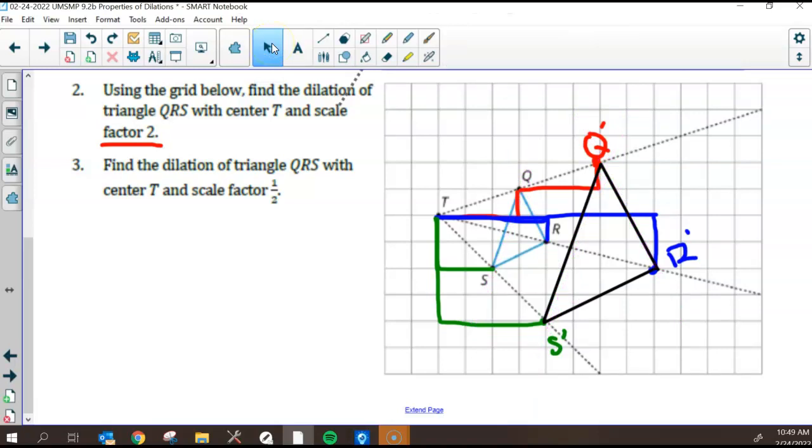Now you can do number 3 where the scale factor is 1/2. Center of dilation is still T, but now the scale factor is 1/2. Work on that with your groups.